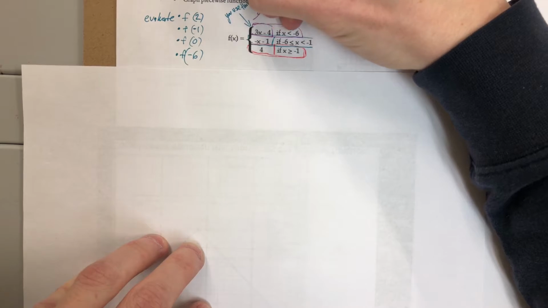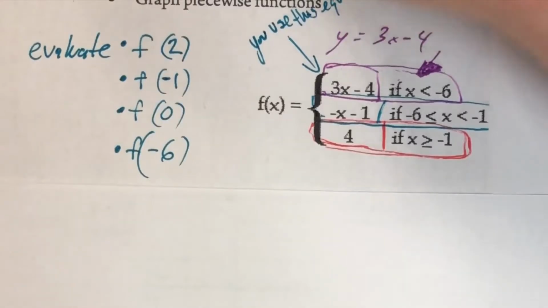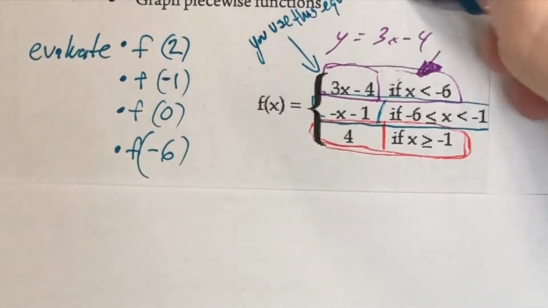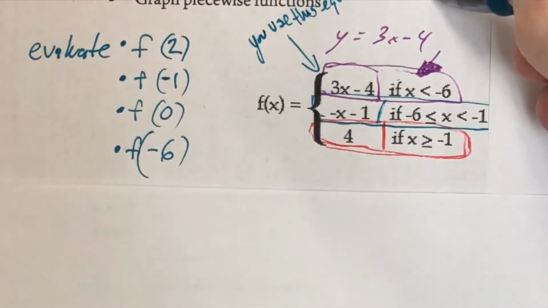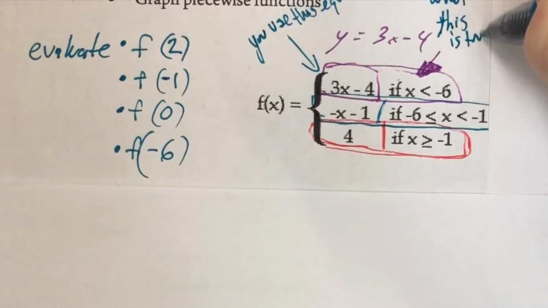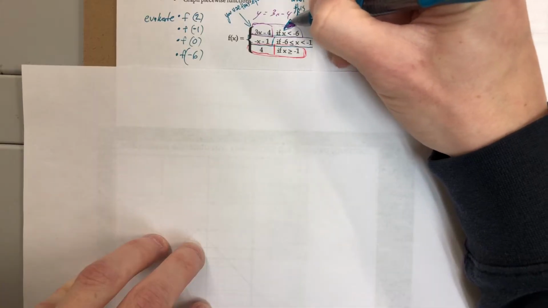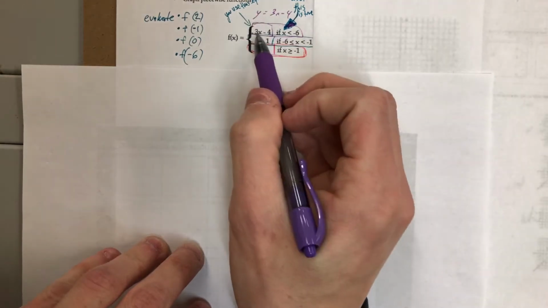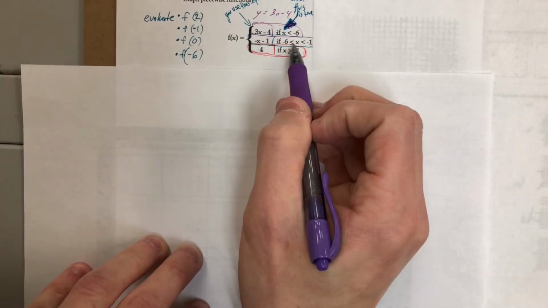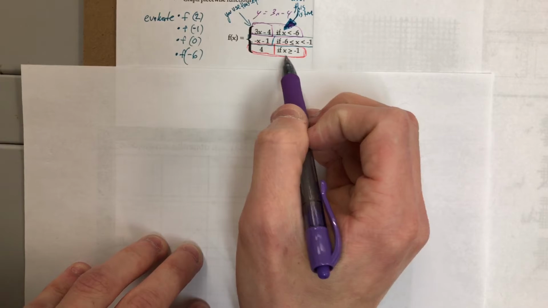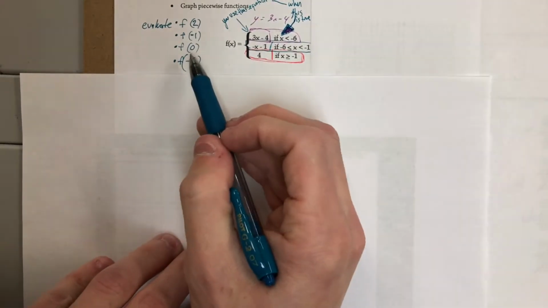If you guys want to write that down, I probably would: you use this equation when this is true. That's definitely a great way to think about it. And it's not just this one, you use this equation when this is true. You use this equation when this is true. All right, so I'm going to help you all out with this one, and then I'm going to let y'all try one of these.